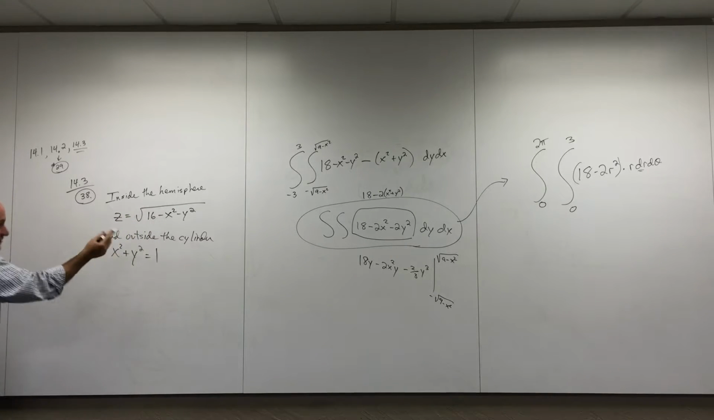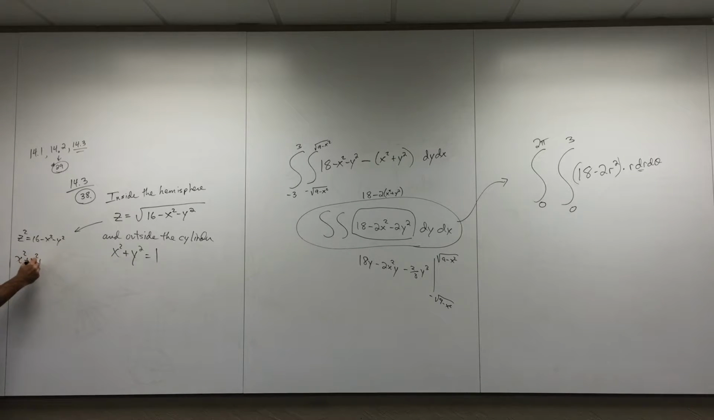And to convince you it's a hemisphere, I would square both sides. Then you'd get z squared equals 16 minus x squared minus y squared. You'd move these two to the other side, and you'd get x squared plus y squared plus z squared equals 16, and then you know what you're dealing with. You might be getting familiar with this. When you solve this for z, this is how it plays out. So it's a hemisphere, radius 4.